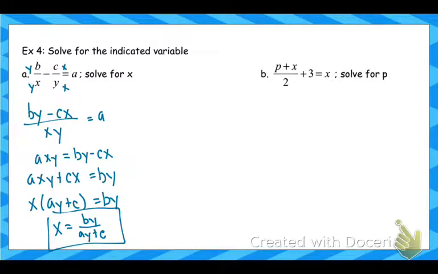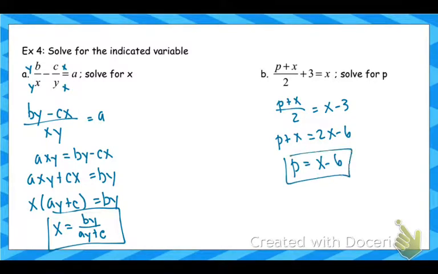All right, so B wants us to solve for P. Again, more than one way to get there. What I'm going to do first is subtract 3. Well, then I can go ahead and multiply both sides by 2, or cross multiply, however you want to look at it. And then since I'm solving for P, one last step, just subtract x. And I'm done. Again, more than one way to get to your answer. If you wanted to combine these together with a like denominator and then go from there, that would still work. You'd still get there. It's just a matter of which method you think makes the most sense for you.